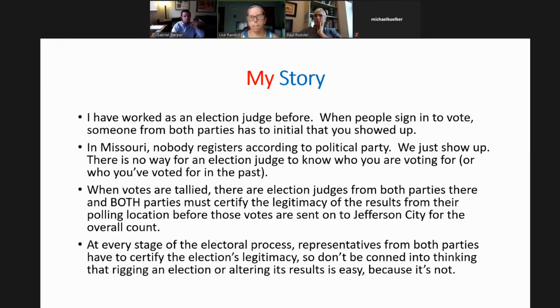So know that you are safe, whether you vote by mail, whether you vote absentee, or whether you vote in person. Your vote will be counted, and it will be counted on time as long as you submit everything by the date it's supposed to be sent in by.